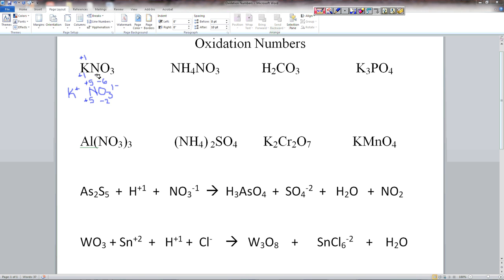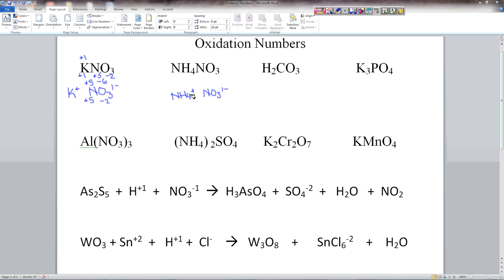So those are my charges. So positive 1 for potassium, positive 5 for nitrogen, negative 2 for O. And that's what I would be using to figure out if it's oxidation or reduction. Let's try another one. Same thing, I'm going to take ammonium, NH4, separate it, do the same thing with nitrate, minus 1.